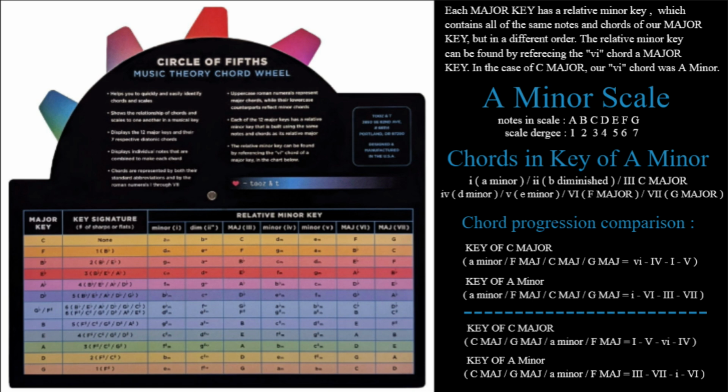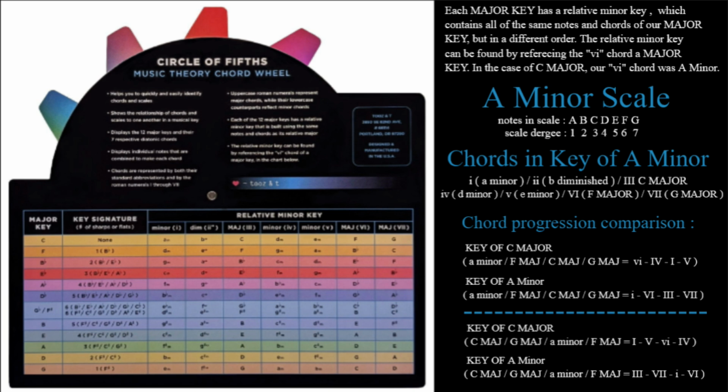Although you could write both of these chord progressions in the key of C major and the key of A minor, both keys contain all of the same notes and chords used to build this chord progression. Because your A minor is your tonic, your 1 chord, this chord progression would be more accurately written out in the key of A minor.